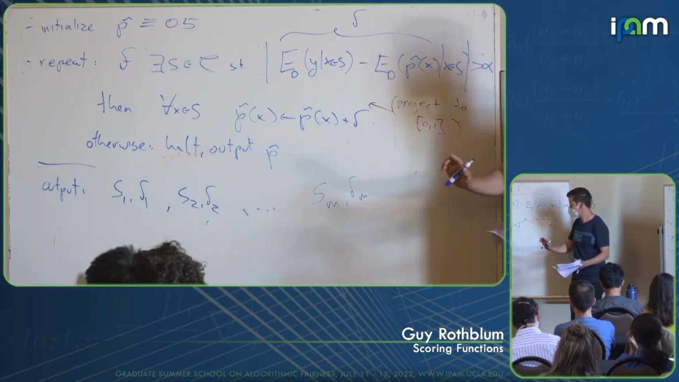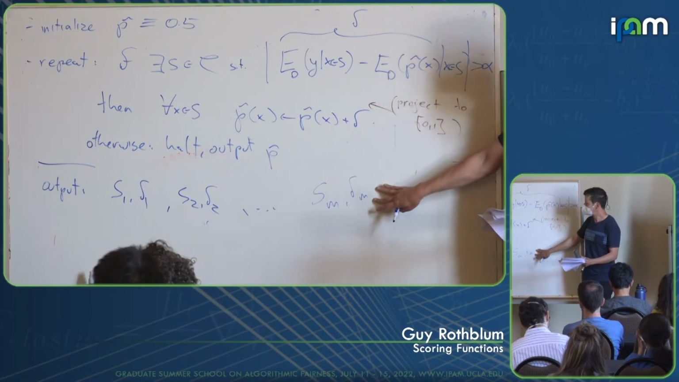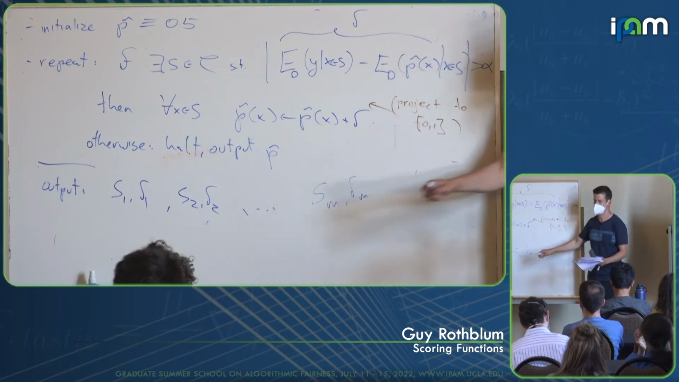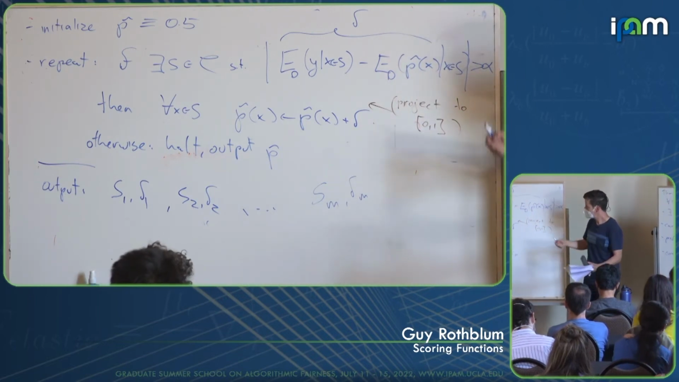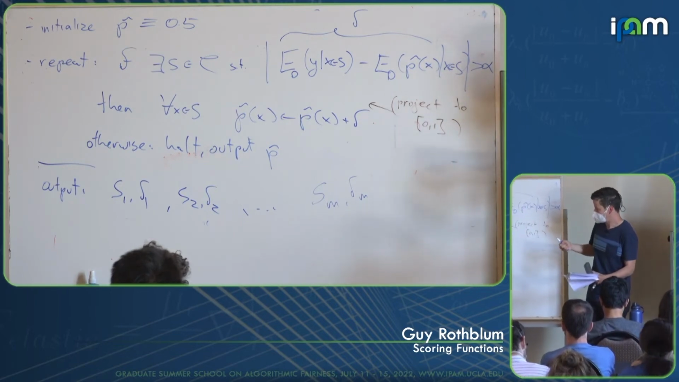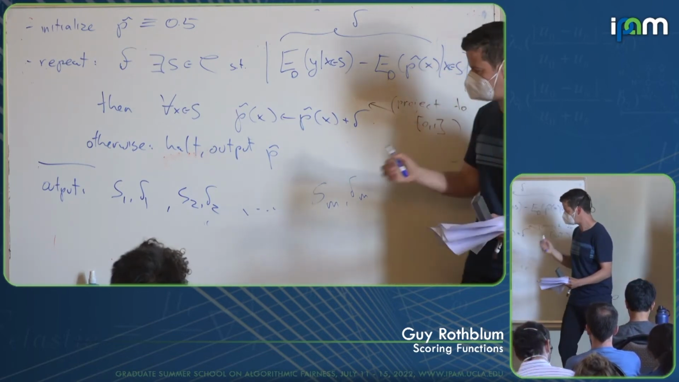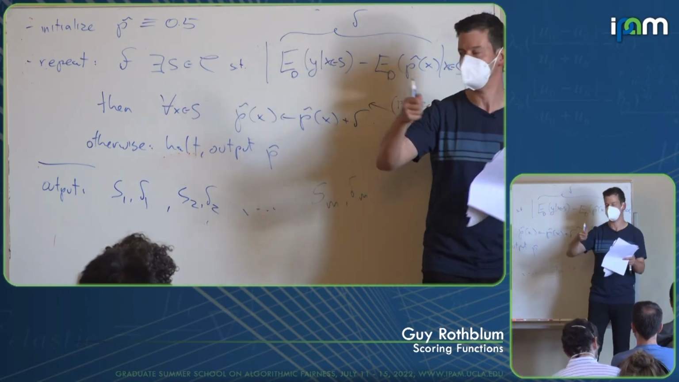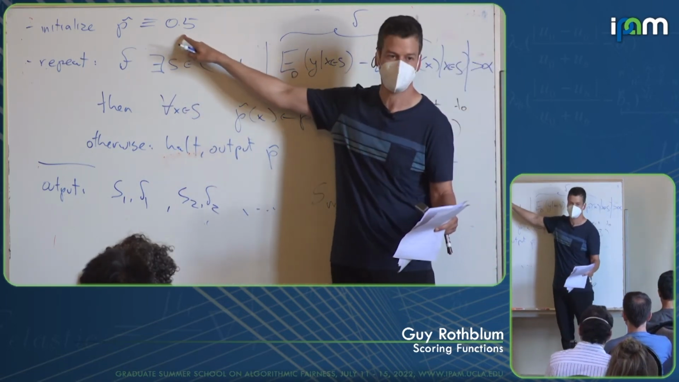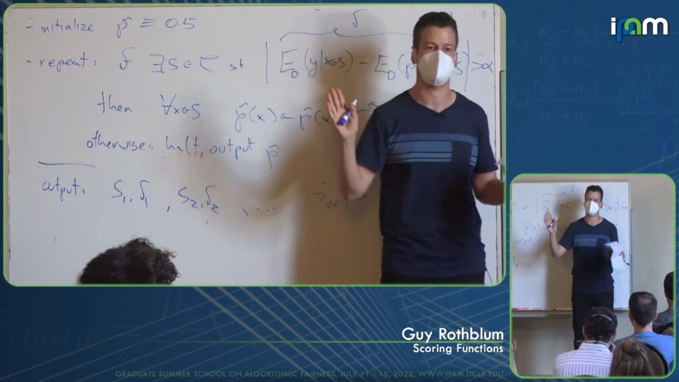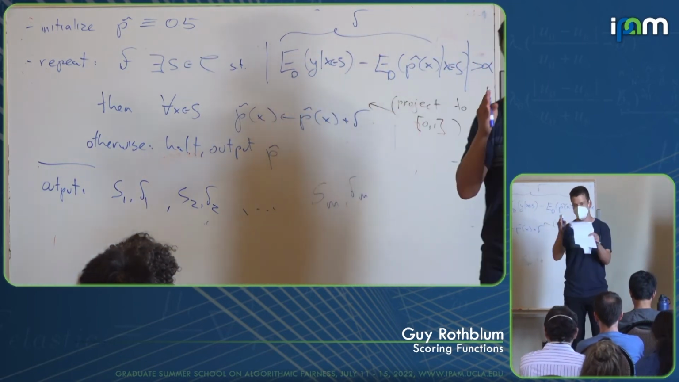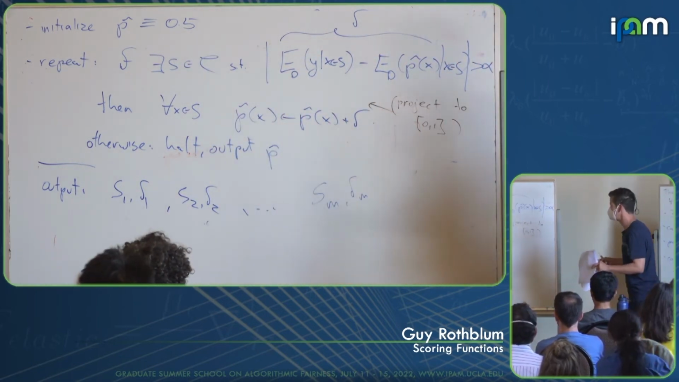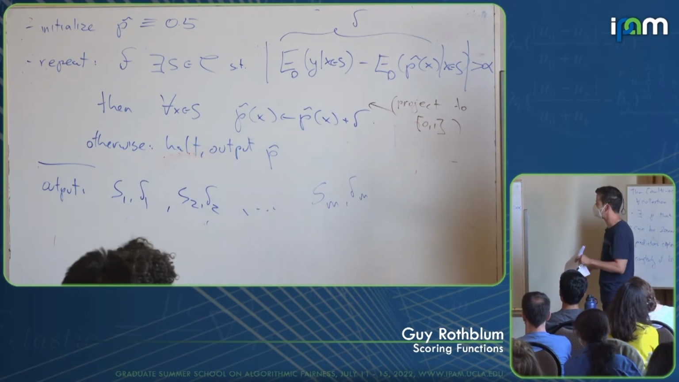So I just didn't say it, so I'll say it explicitly. At the end, we have this list of sets and nudges, and our prediction for any x that comes along now, the output of p tilde, we just find all the sets that x was in, and we add up all the nudges, starting at 0.5, that was our initial thing, and that's in the end our prediction for x, projecting along the way if we have to.